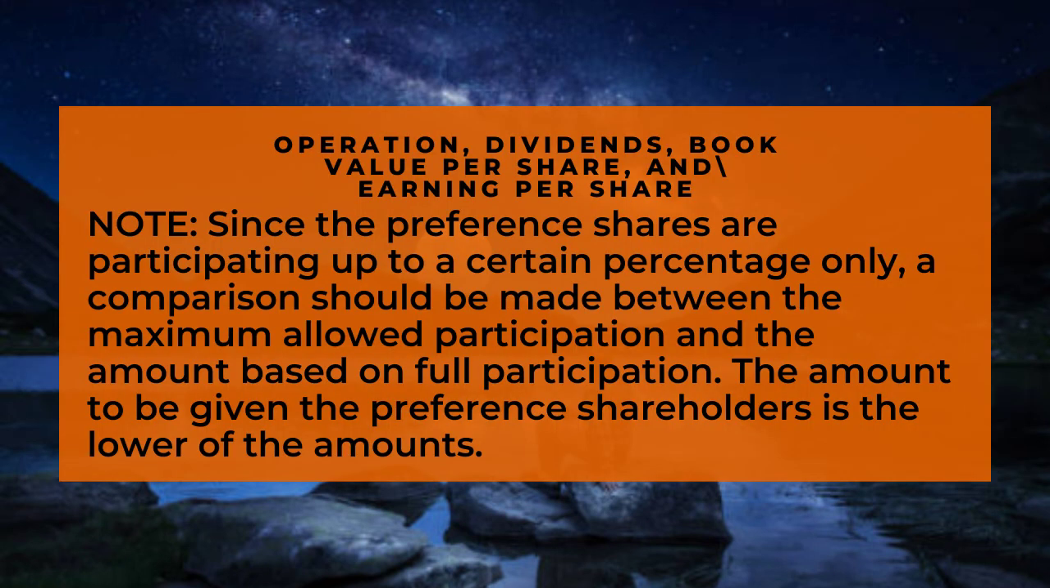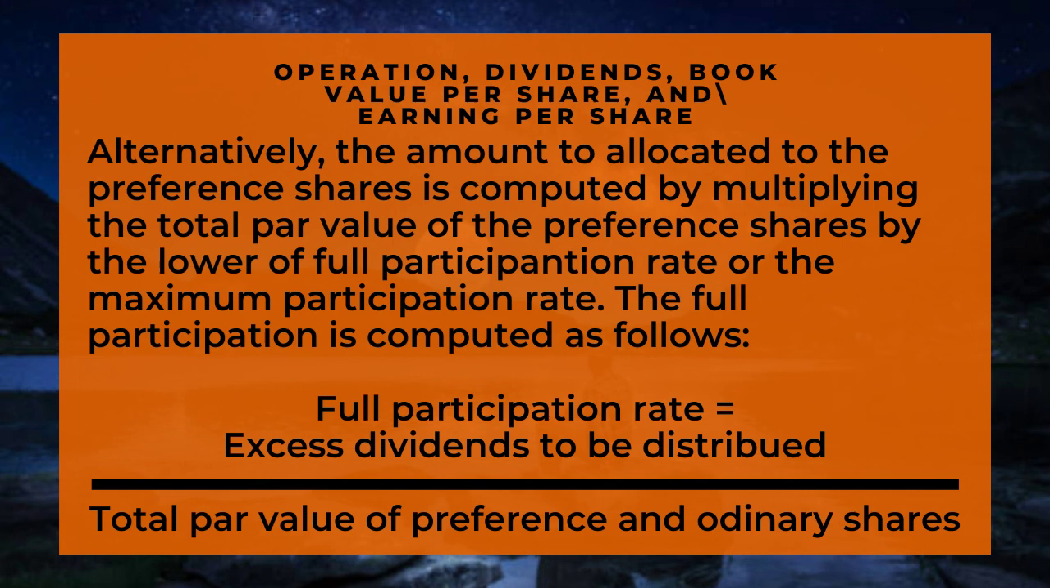Note: since the preference shares are participating up to a certain percentage only, a comparison should be made between the maximum allowed participation and the amount based on full participation. The amount to be given to the preference shareholder is the lower of the two amounts. Alternatively, the amount to be allocated to the preference shares is computed by multiplying the total par value of the preference shares by the lower of the full participating rate or the maximum participation rate.